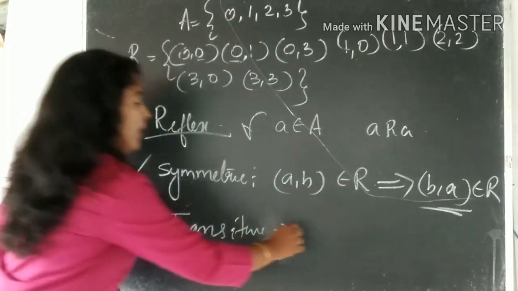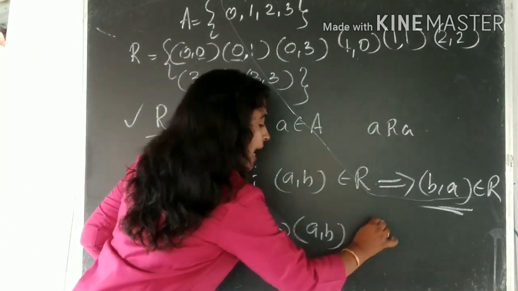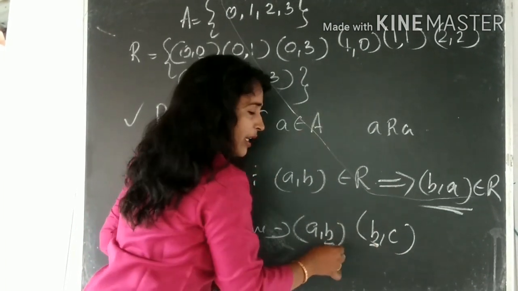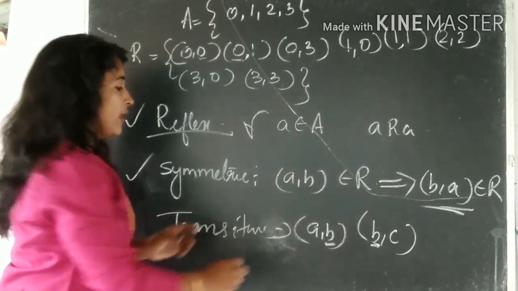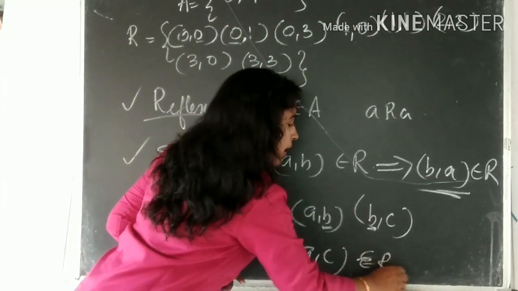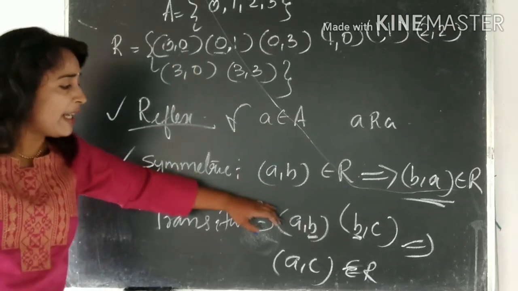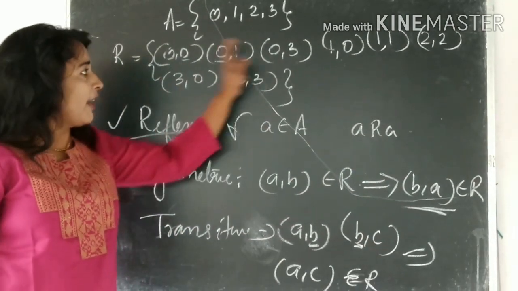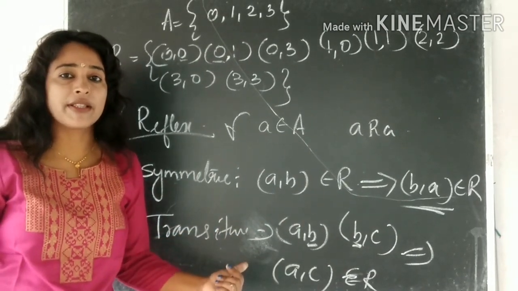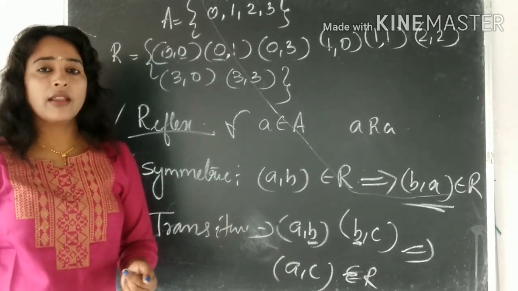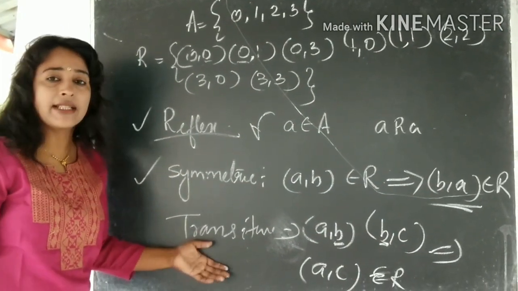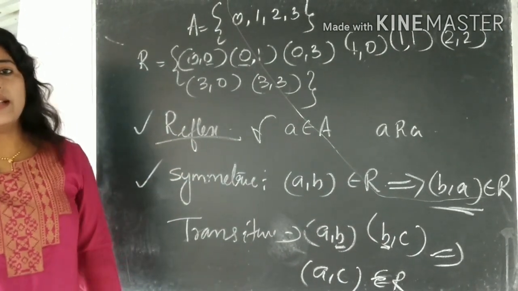You have AB and BC, ending with B, starting with B. You can find out AC's presence belongs to R. For every AB and BC, you can find out an AC in this. Hence it is transitive. Therefore, it is an equivalence relation, because all the three are satisfied.